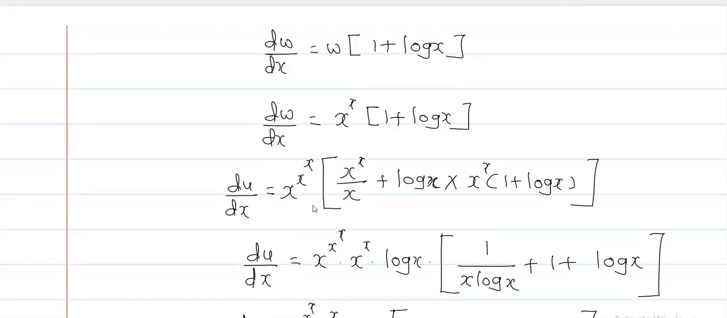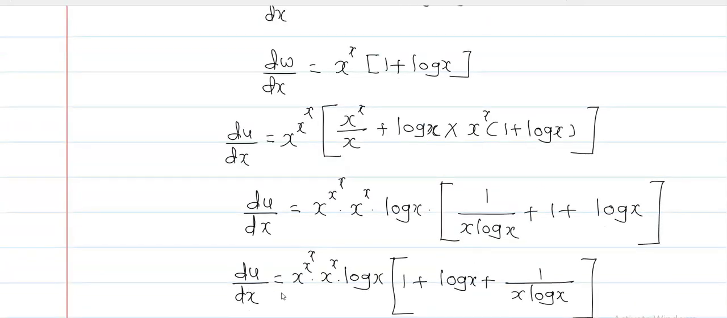And that's why the final is, if we take x raised to x as common, then overall you will get du by dx is equal to x raised to x into x raised to x into log x in bracket 1 upon x log x plus 1 plus log x. And sequentially we can write it as x raised to x into x raised to x log of x in bracket 1 plus log x plus 1 upon x log x.